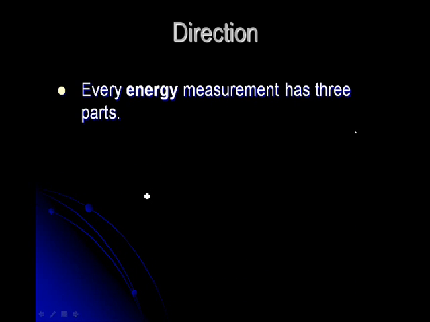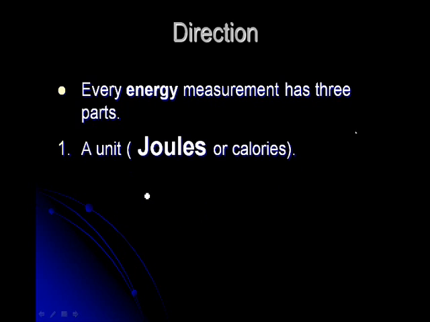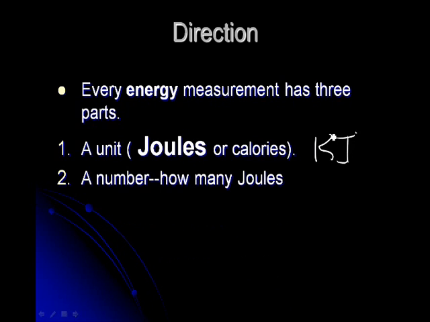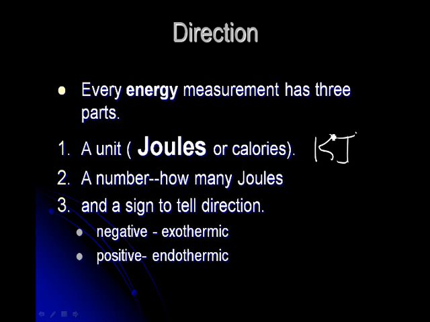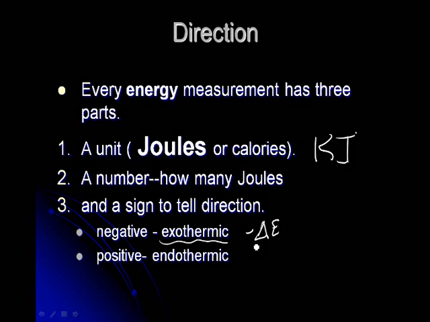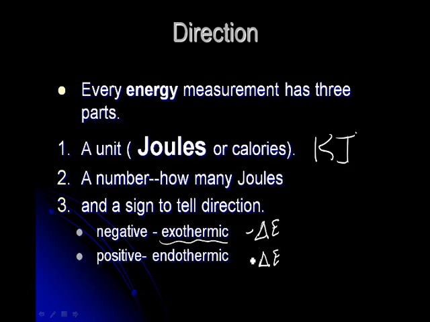So what we've just realized now is that energy measurements have three parts: a unit, which will always be in joules or kilojoules; a number that tells how many joules or kilojoules we have; and a sign that tells us the direction. So if the change is exothermic, the change in energy of our system will be negative because we'll be losing energy, and the change in energy will be positive if it's an endothermic reaction, because energy is coming in from somewhere outside into our system.